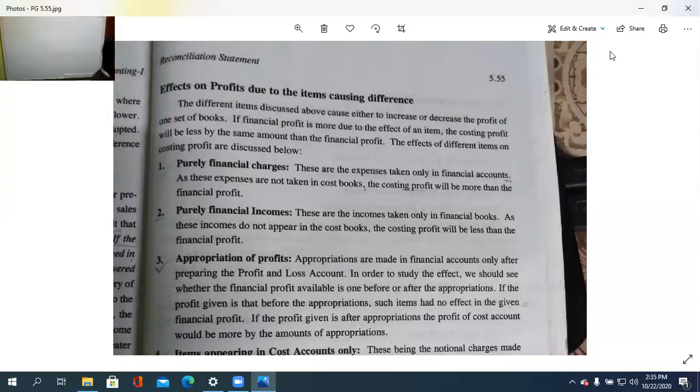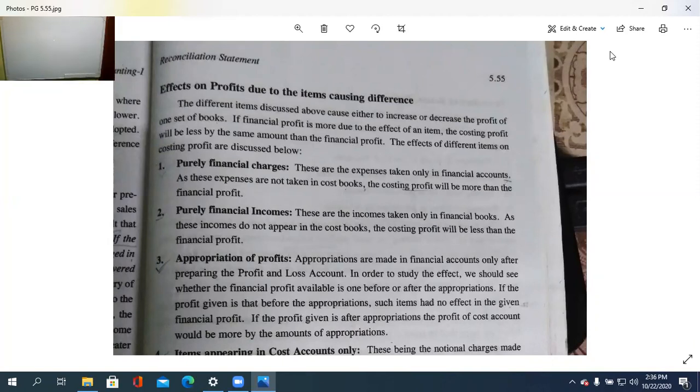അല്ലെ? എക്സ്പെൻസസ് അത്രയും കണ്ട് കൂടുമ്പോൾ പ്രോഫിറ്റ് കുറയുന്നു. അപ്പൊ കോസ്റ്റിനകത്ത് എന്ത് കൂടുന്നു? Profit കൂടുന്നു. Because these items are omitted in the cost accounts or costing statements. Clear? So that is purely financial charges. Second, purely financial incomes. These are the incomes taken only in the financial books. As these incomes do not appear in the cost books, the costing profit will be less than the financial profit.